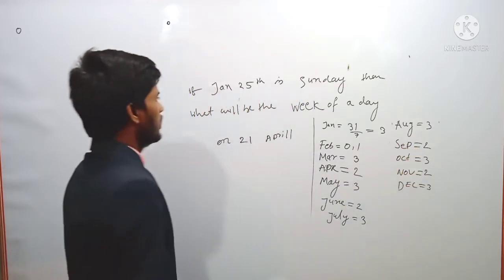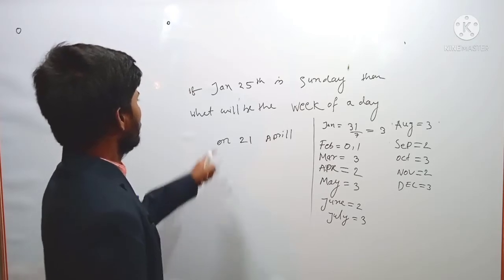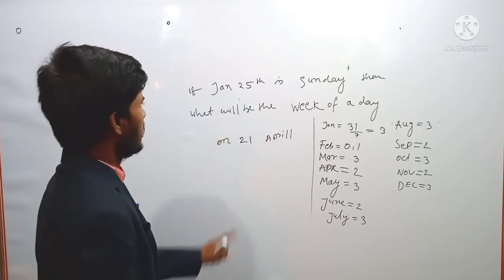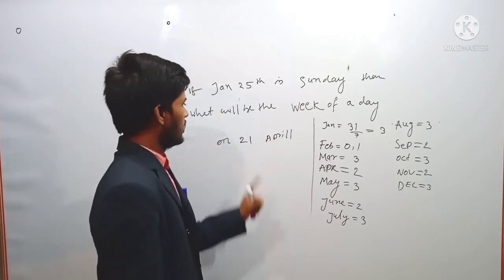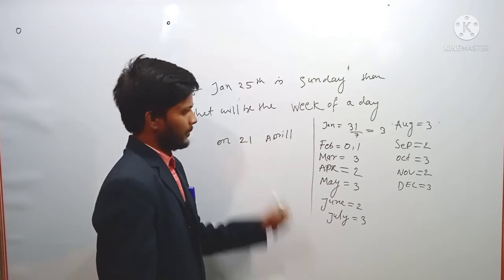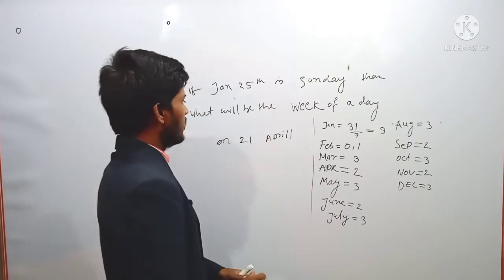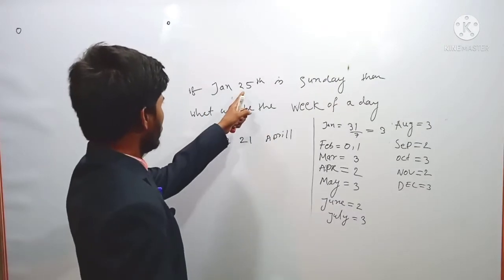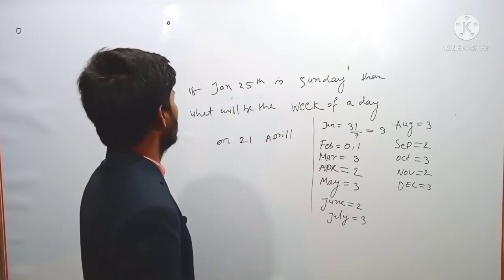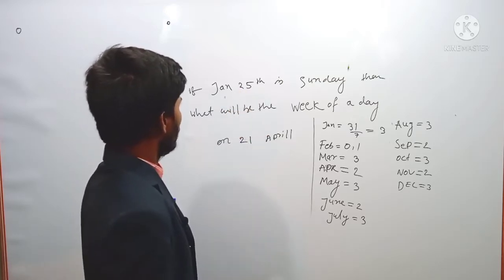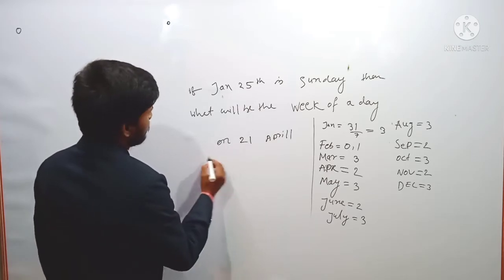Okay. So in this question, if 25th January is Sunday, then what will be the day of the week on 21st April? So from 25, the extra odd days are 6.